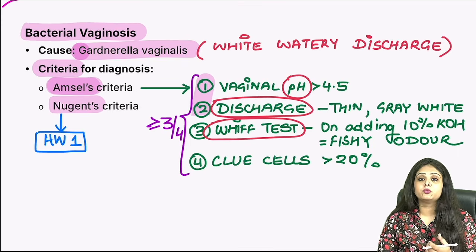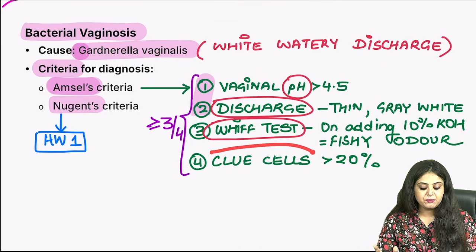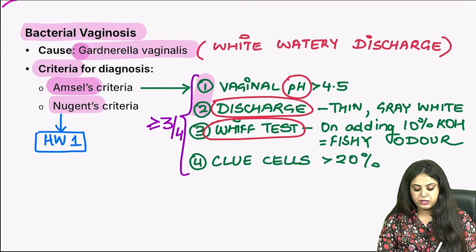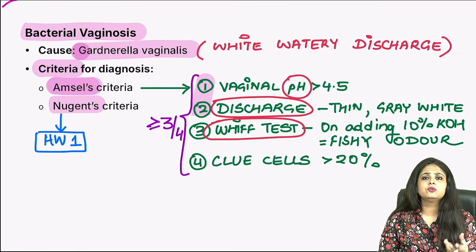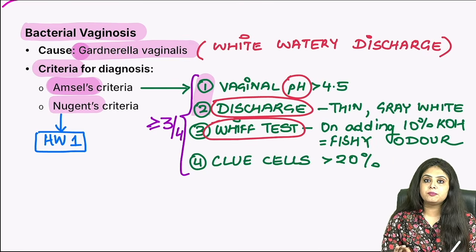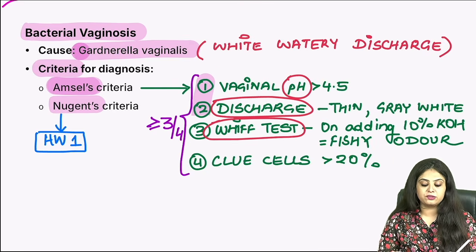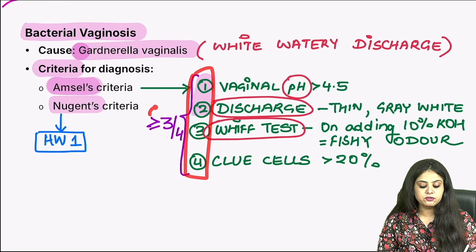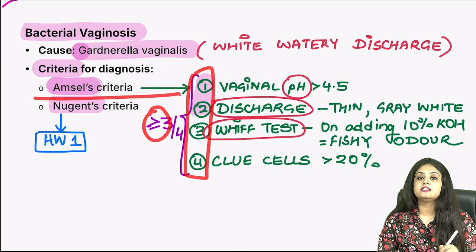Now let's talk about what you would see under the microscope. On a pap smear, we'll see clue cells. I'm going to show you pictures of clue cells, but it's not 1 or 2 clue cells which will give the diagnosis. There should be at least more than 20% in the pap smear slide, then you will give the diagnosis. So out of these 4, even if 3 are present, we will say the Amsel's criteria is positive.